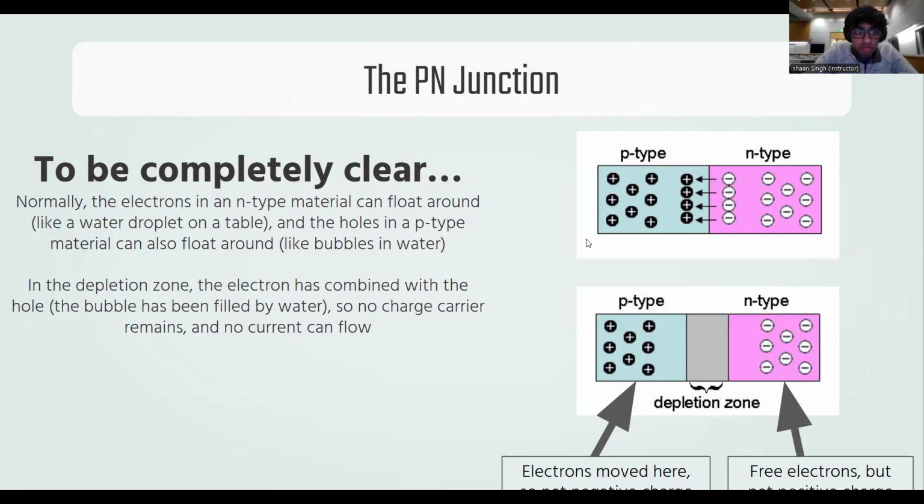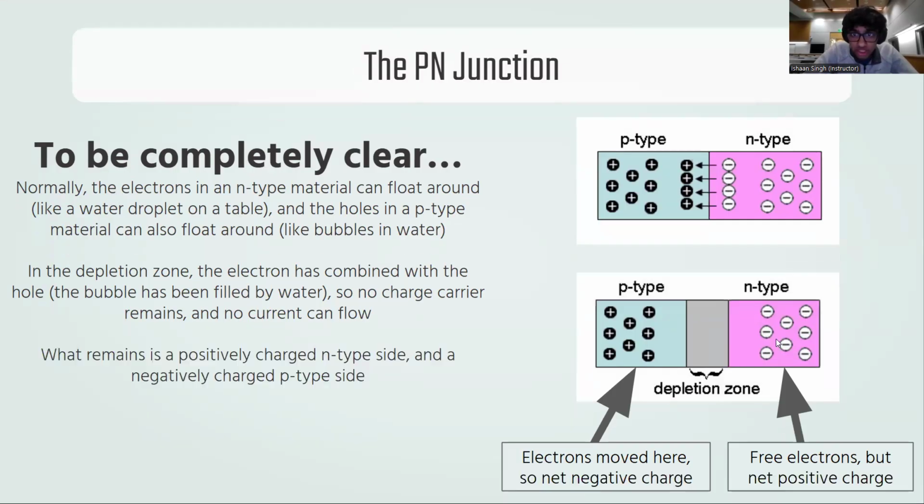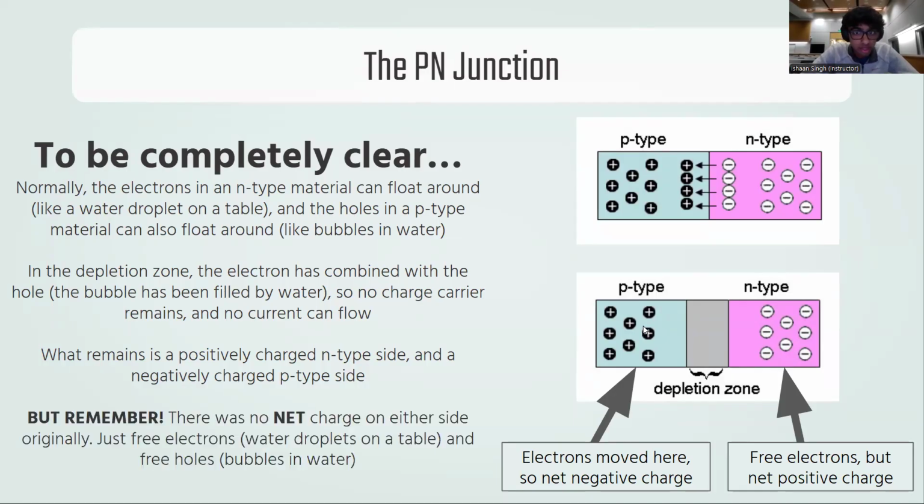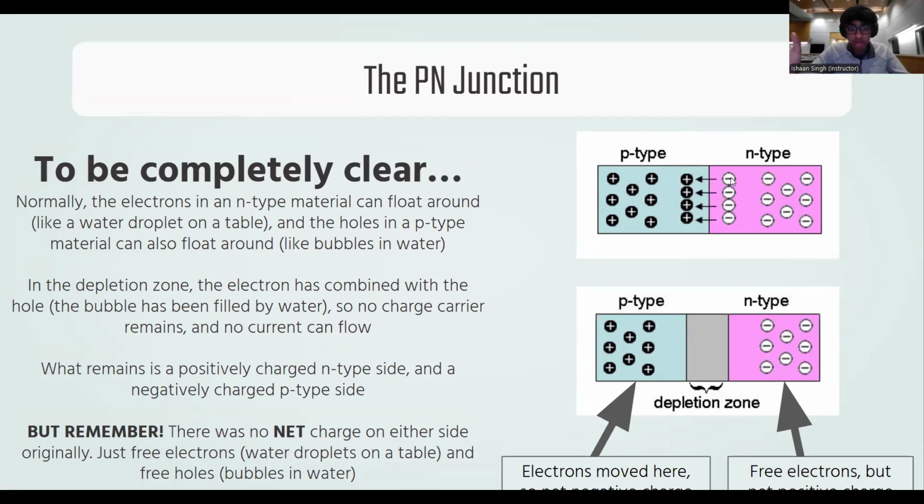In the middle. But what it also creates is a positively charged N side because some negative charges have left there, and a negatively charged P side because some positive charges have left there. Okay? So remember, there was no net charge on either side originally, just free electrons and free holes, water drops on a table and bubbles in water. But they recombined and left us with net charge on each side that created an electric field that opposed further expansion of the depletion zone. Does this make sense? This is like the most important thing, and it's just super weird to wrap your head around, okay? No? How can I make it make more sense for you?